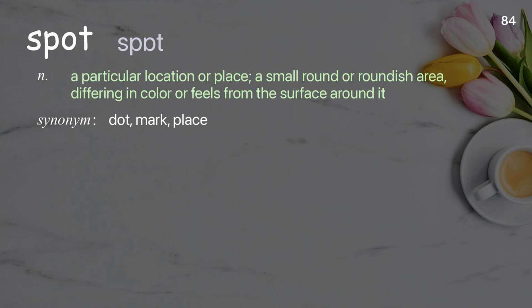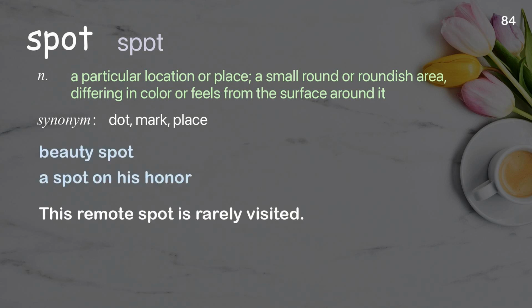Spot. A particular location or place, a small round or roundish area, differing in color or feel from the surface around it. Examples: beauty spot. A spot on his honor. This remote spot is rarely visited.